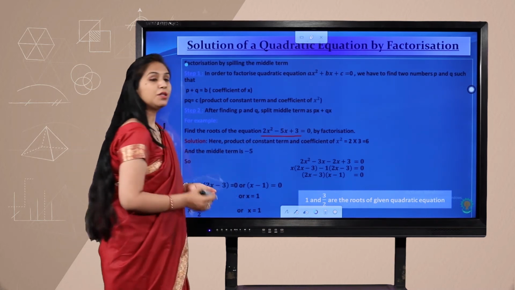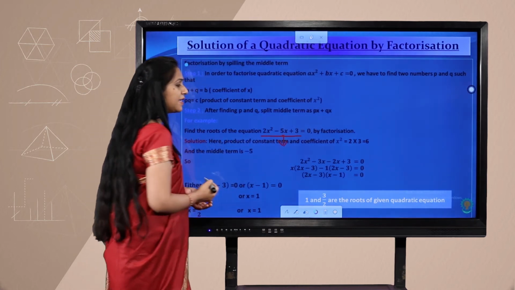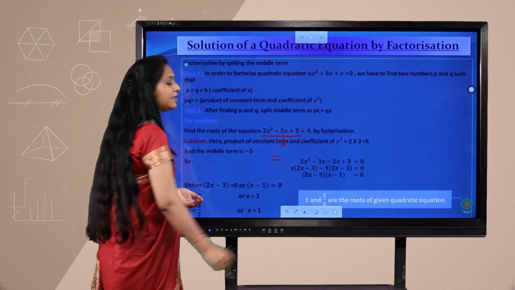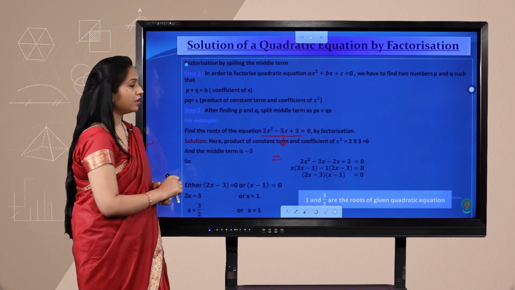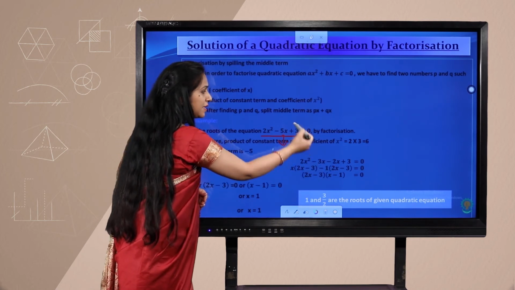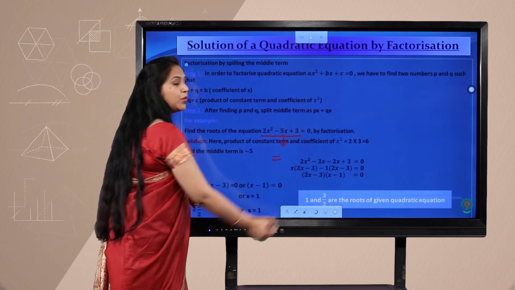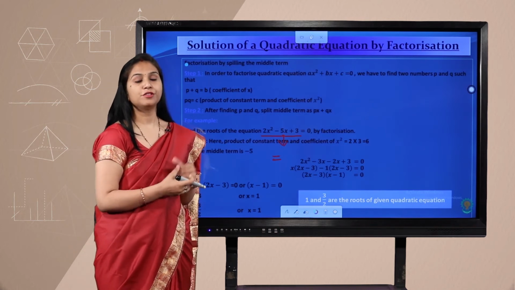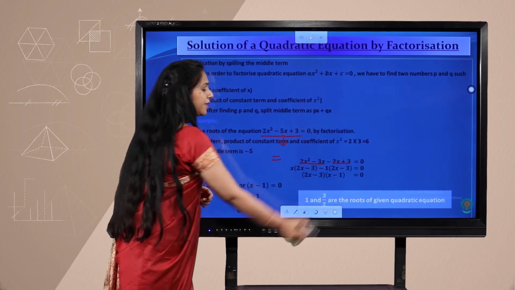So, if the numbers are 2 and 3, children, we will split the middle term minus 5x as minus 3x and minus 2x. Here you can see we have split the equation as: the first term remains as it is, 2x square, the middle term split as minus 3x minus 2x, plus 3 is equal to 0. Now, you can see in this equation you have 4 terms. Let us form groups of 2 terms. So, this is the first group and this is the second group.